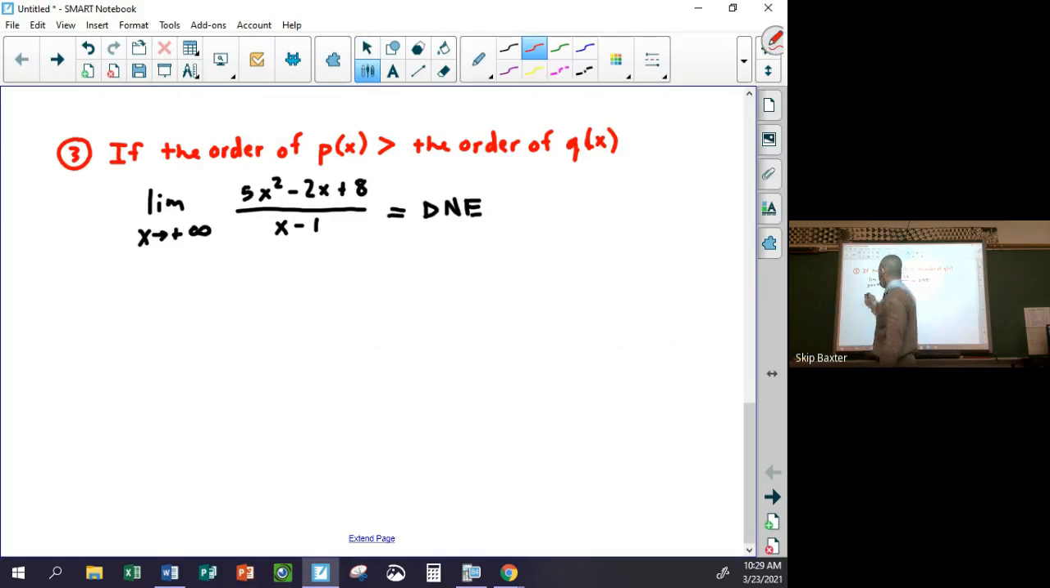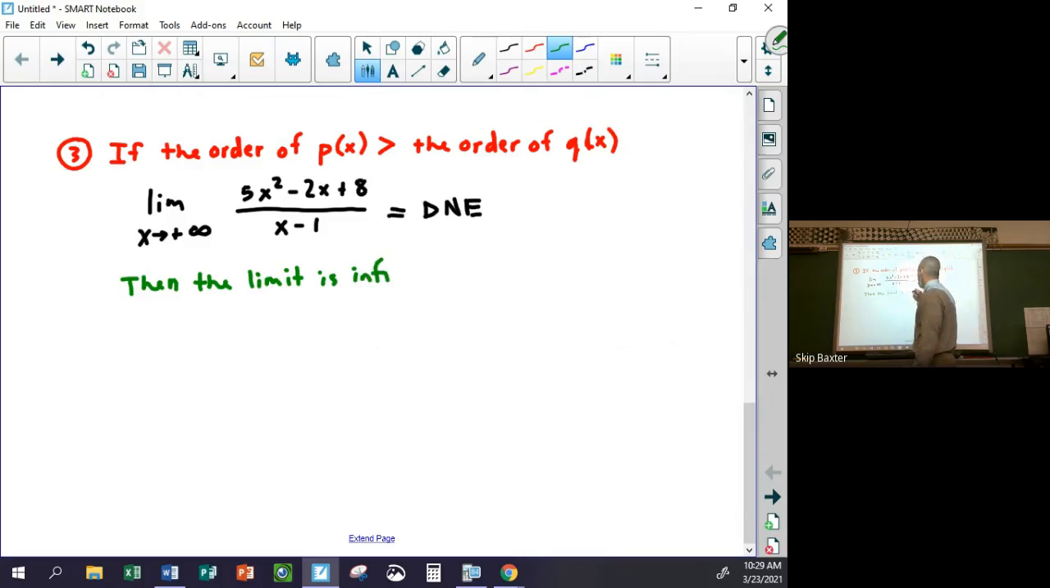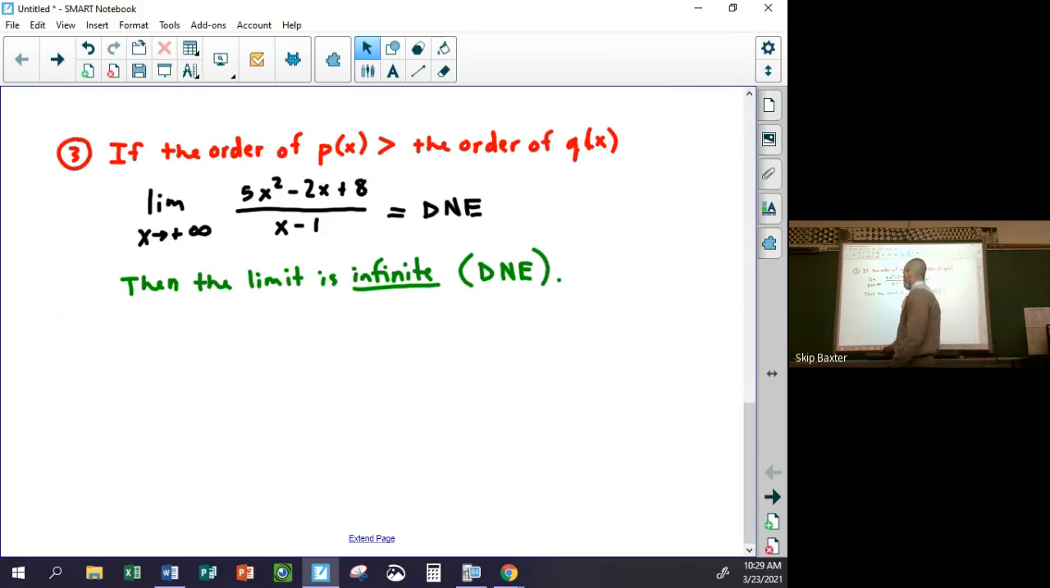Okay? So the answer is, then, the limit is infinite, which means it does not exist. That will always be the case. So it doesn't matter how complicated the thing looks, it's really easy to identify.